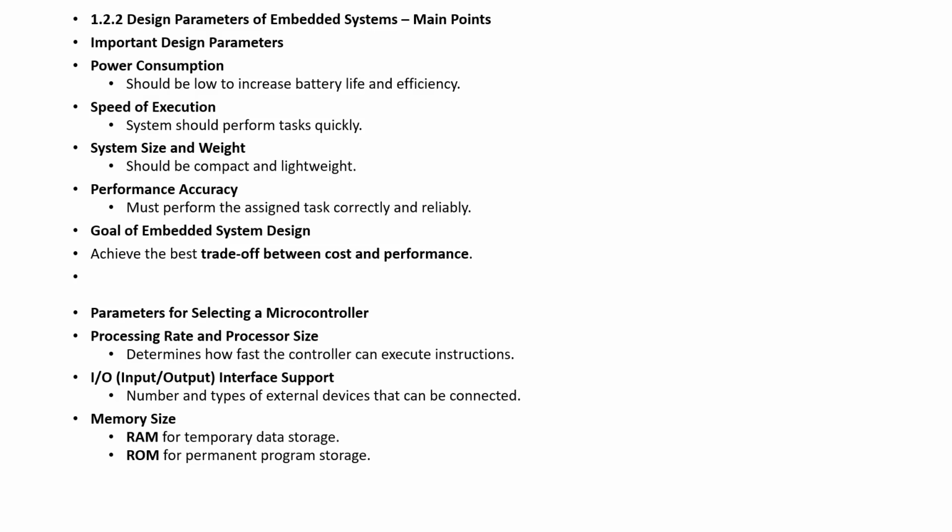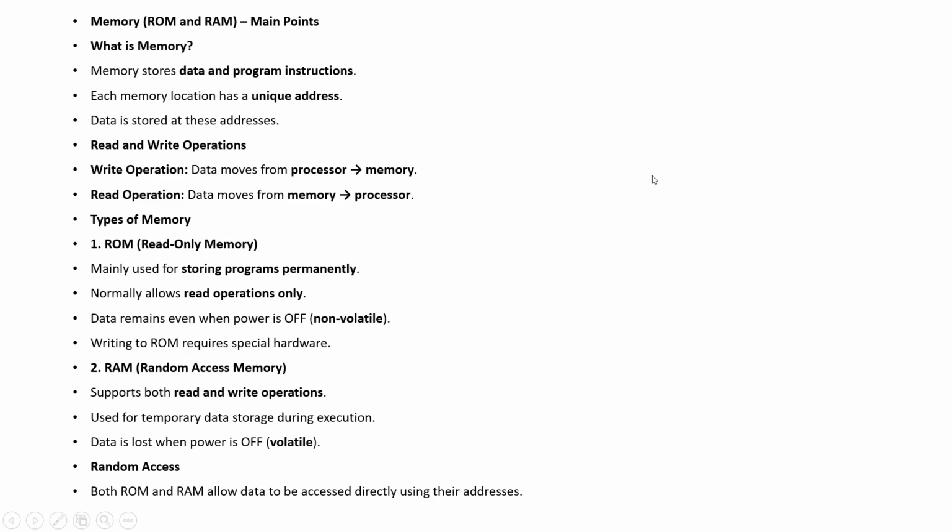These are the parameters for selecting a microcontroller. First is processing rate and processor size, then input output interface support, and memory size: RAM for temporary data storage, and ROM for permanent program storage. So, memory, ROM and RAM.